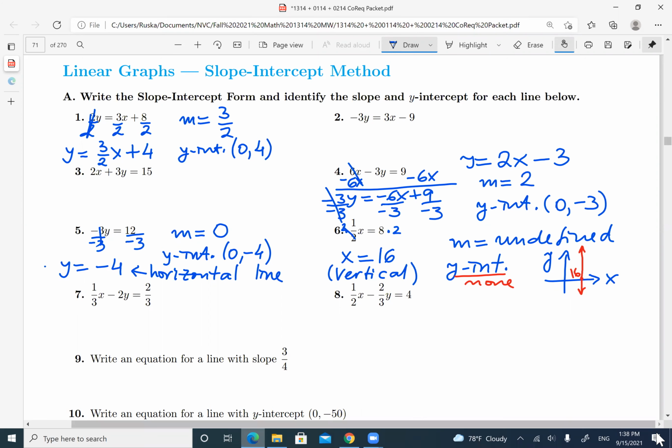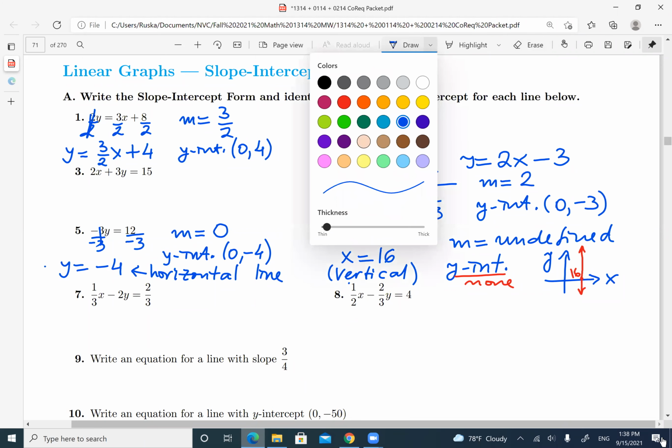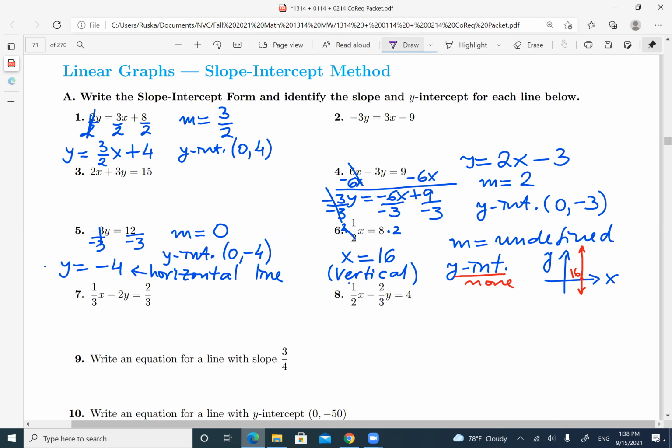So for number 8, we're going to get y by itself again, but you can first get rid of the fractions. You can multiply both sides by the common denominator. One of the denominators is 2, the other one is 3. So what am I going to multiply by? 6, good job. We're going to multiply everything by 6: 1/2 by 6, 2/3 by 6, and 4 by 6.